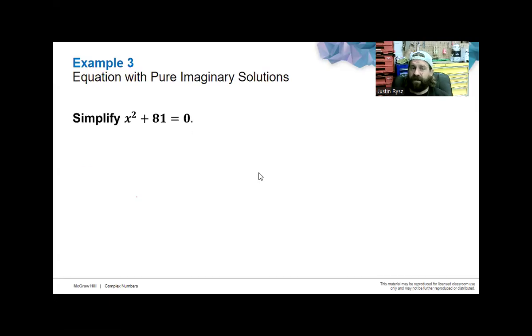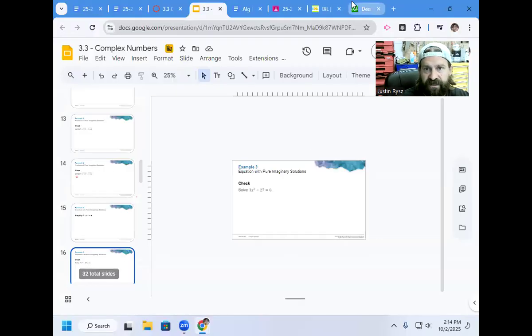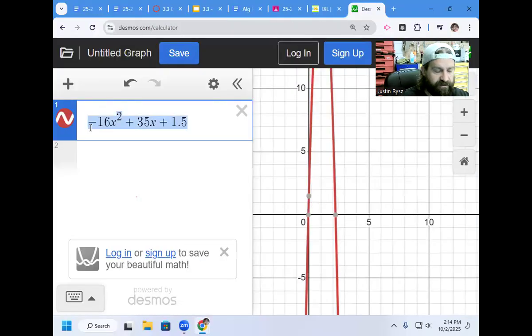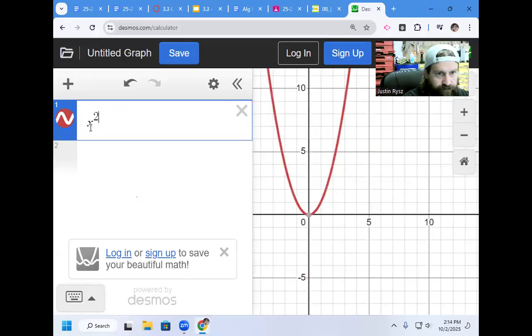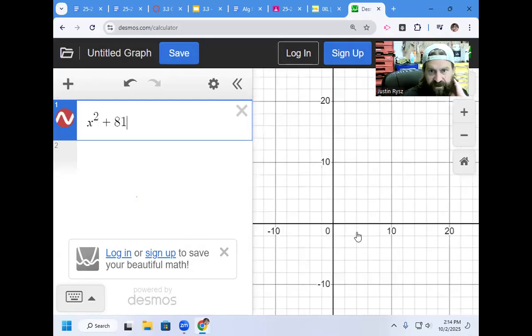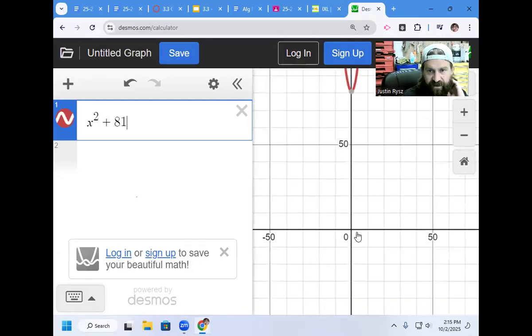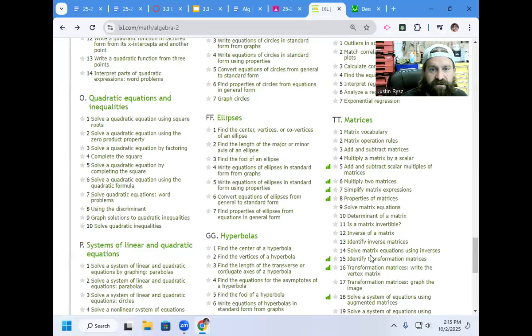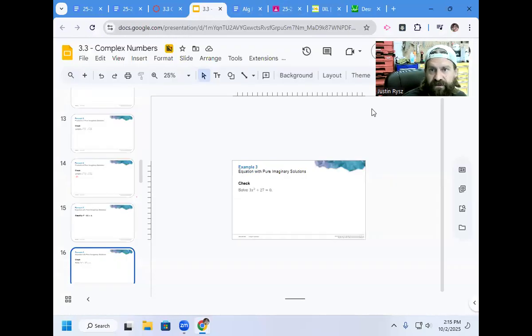All right, so now, how do we get these pure imaginary solutions? If we were to graph this equation here, x squared plus 81, this graph does not cross the x-axis. It's all the way up there. It doesn't mean that we don't have a solution, it just means we don't have a real solution.